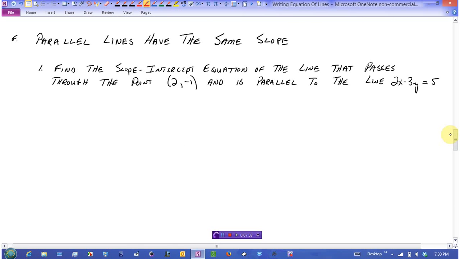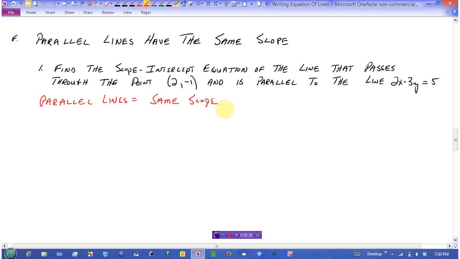Okay, now what I do want to talk about is finding the equation of lines that are parallel or perpendicular to other lines. So to do that, we have to make use of the fact that, in this case we're going to be finding the equation of lines that are parallel, parallel lines have the same slope.